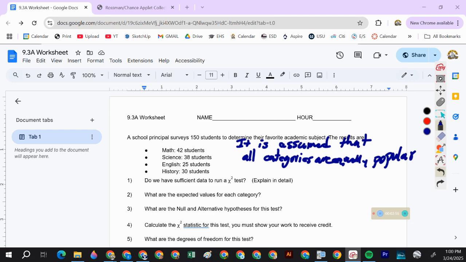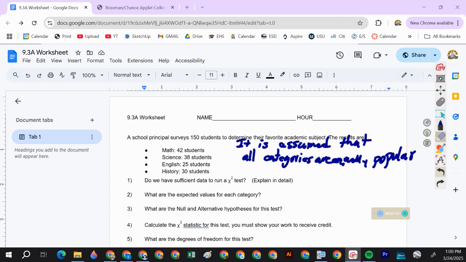So the first question, do we have sufficient data to run a chi-squared test? Yes. Why? We have at least 10 in each category. If you don't, then you have to use another test, and guess what that test is? I have no idea. Never learned it. Okay.